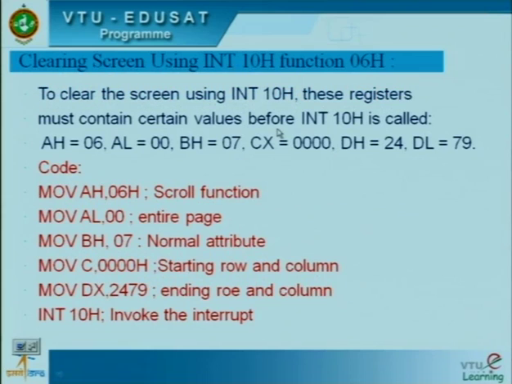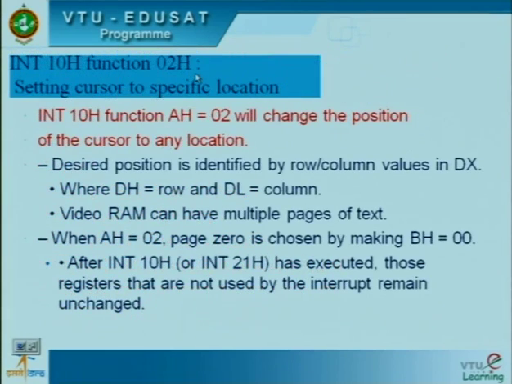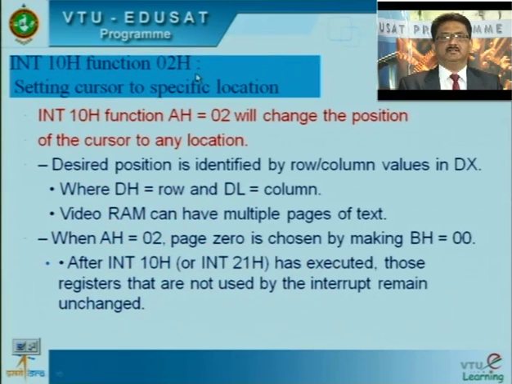Now, here is the code for clearing the screen. Move AH comma 06H, move AL comma 00, move BH comma 07H, move CX comma 0000H, and move DX comma 2479H, the ending row and ending column. Then int 10H, I am invoking the interrupt. Now, we have understood how to clear the screen. Now, let us try to understand how to set the cursor's position.